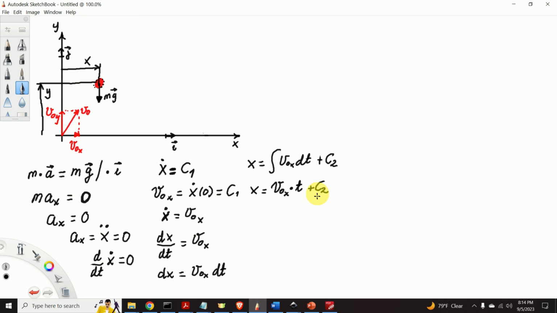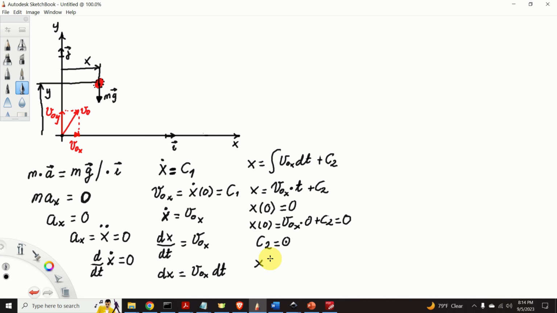Next, we need to determine the constant c2. We determine this constant from the initial condition. We know that x of 0 is actually equal to 0, since we start from this point and the coordinate system is located at this point. Consequently, we obtain x of 0 is equal to v0x times 0 plus c2, and this should be equal to 0. From this equation, we obtain that c2 is equal to 0.